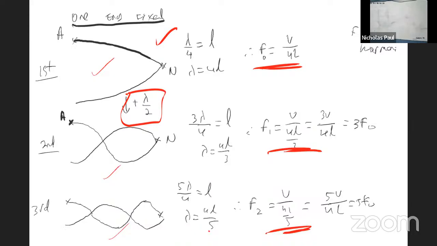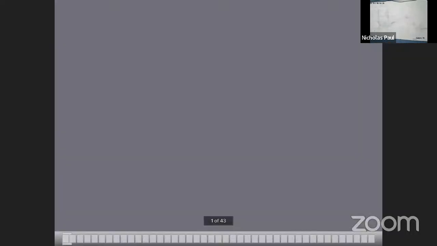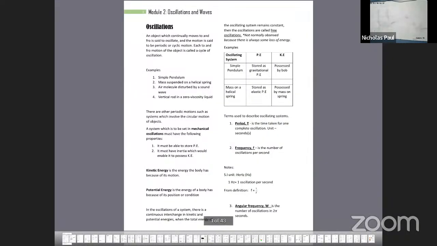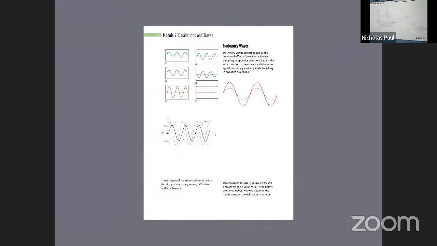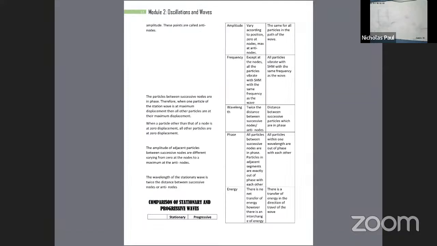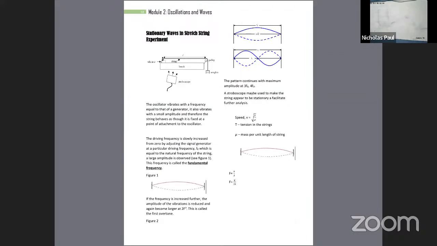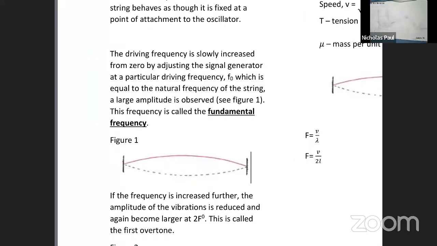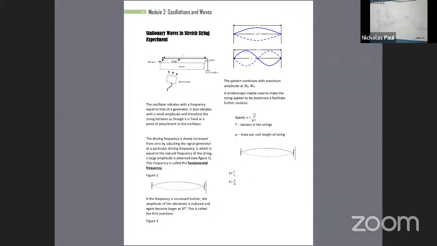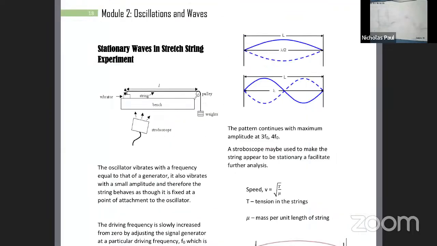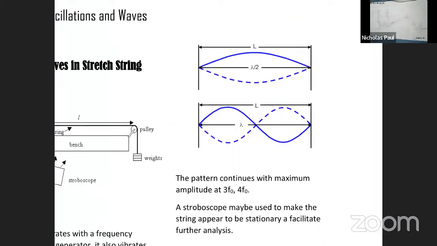Let's go back to the handout here quickly. Right. So you have a little note here on stationary waves. They talk about nodes and antinodes and so on. Here we have the simulation, something like the simulation that we did. This here was your fundamental for two fixed ends. This is your second harmonic. First harmonic, second harmonic.